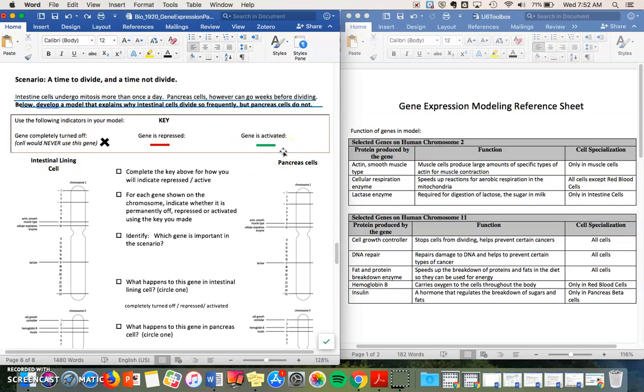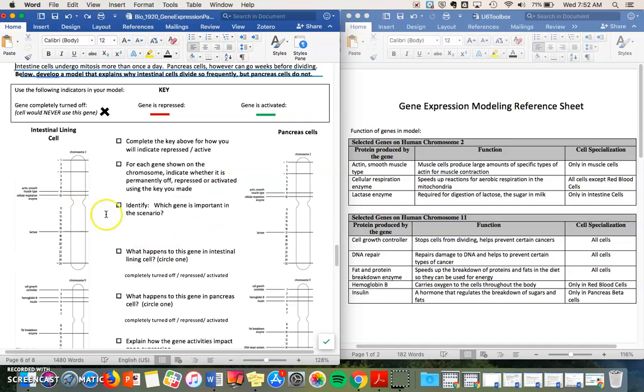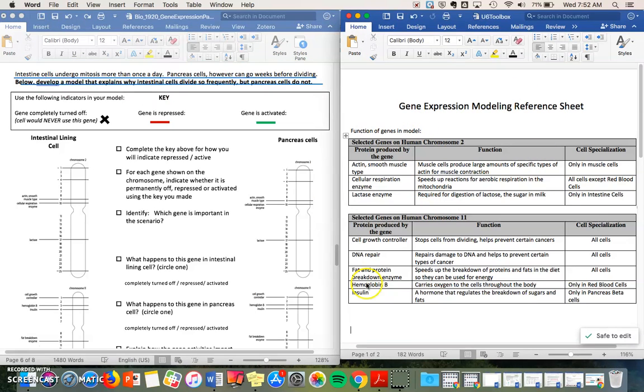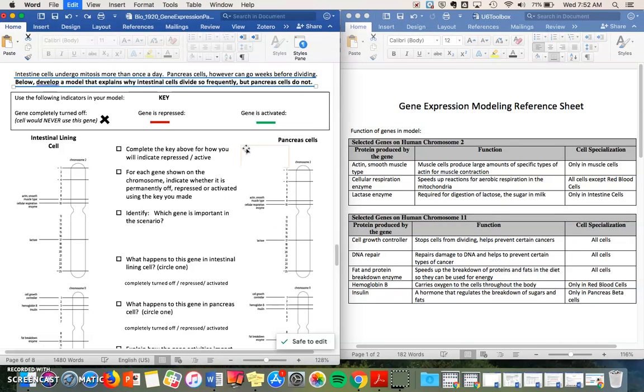The first thing I want to do is, we're going to model all the genes in the scenario, but what gene's important to the scenario? Notice that it's talking about dividing. So I'm going to look at my gene expression model reference sheet, and the gene that's involved in cell division is my cell growth controller gene right here. So I know that this is not actin. The cell growth controller gene is the one that I care about.